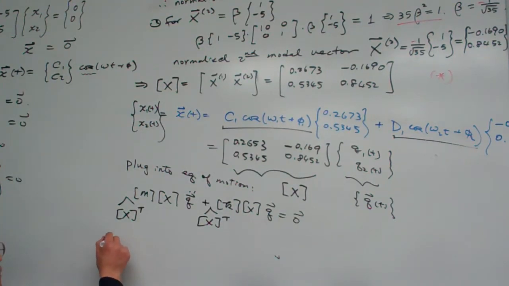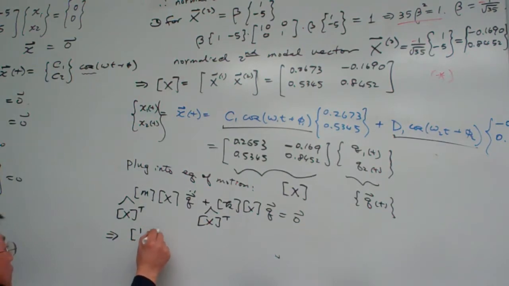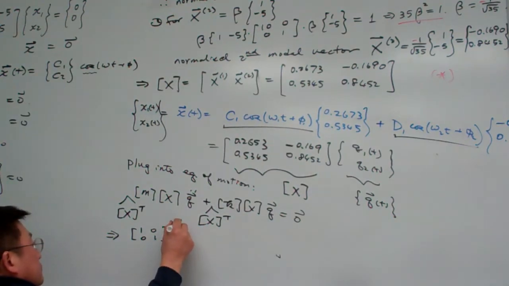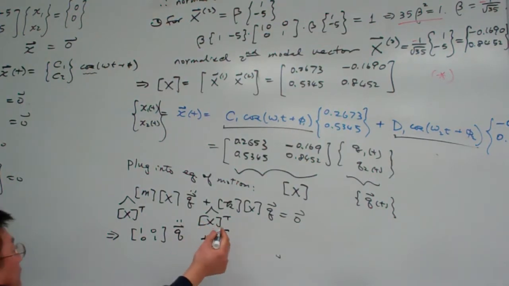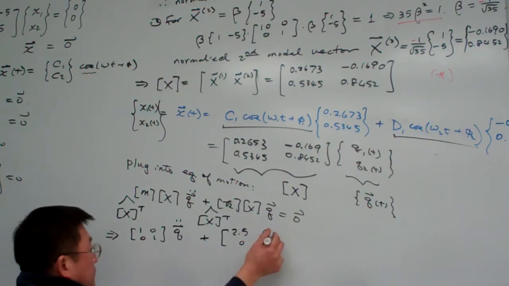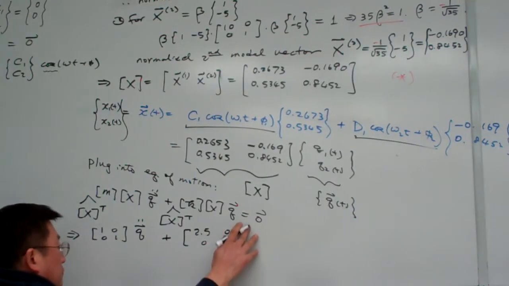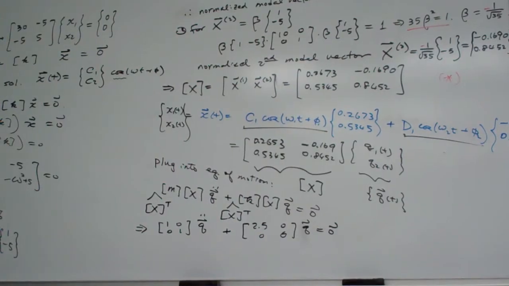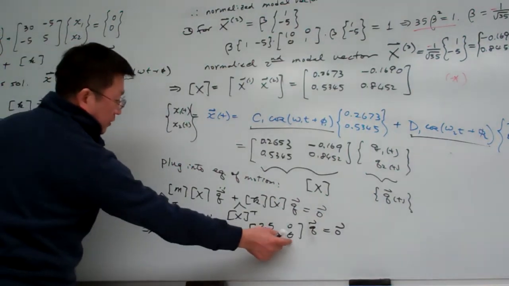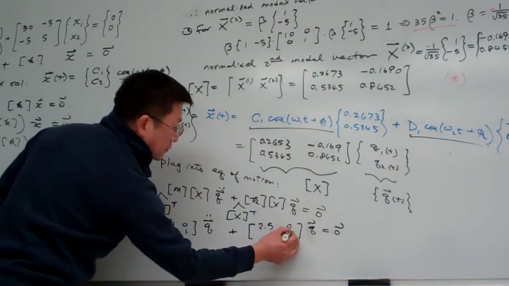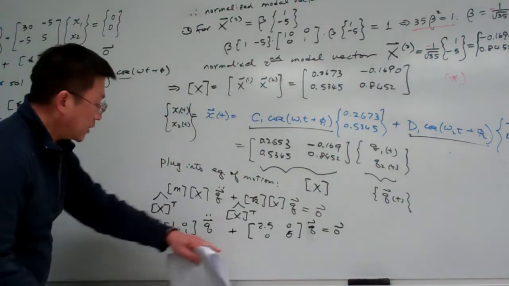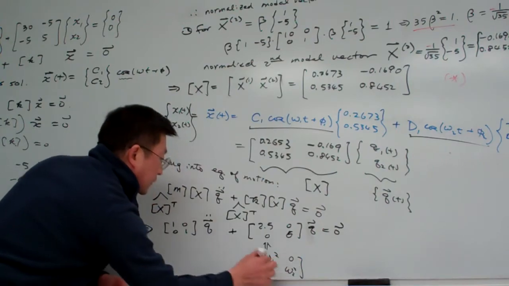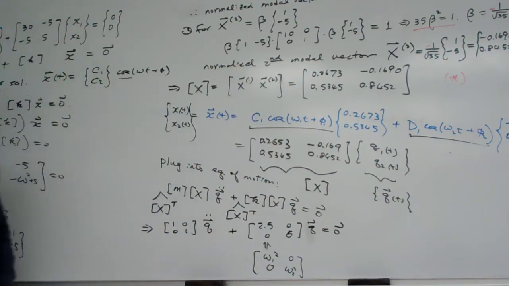Basically this one becomes 1, 0, 0, 1 times Q double dot, plus a matrix with entries including 2.5006. With these numbers, if you do the calculation numerically, you should be able to get this. This matrix is in the form of omega 1 squared, 0, 0, and omega 2 squared. If I plug in the numbers here, that is this form.